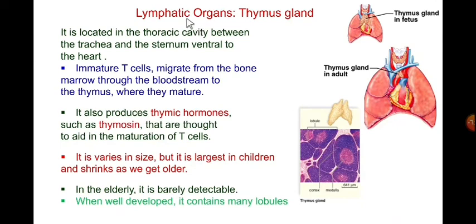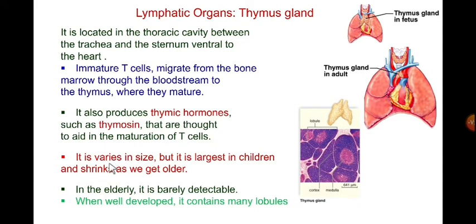Also another lymphatic organ, thymus gland, is located in the thoracic cavity فوق القلب مباشرة between the trachea and sternum ventral to the heart. Immature T cells migrate from the bone marrow through bloodstream to the thymus where they mature. خلايا الـ T بتهاجر من البون مارو حتى تنضج في الـ thymus gland. It produces thymic hormones such as thymosin that are thought to aid the maturation of the cells.